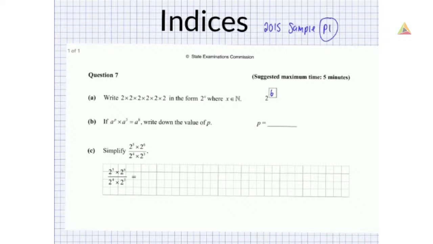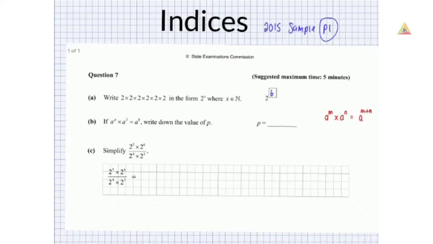If we look at part B, a to the power of p by a to the power of 3 is equal to a to the power of 8. Write down the value of p. So if a to the power of p by a to the power of 3 is equal to a to the power of 8, write down the value of p. So remember the rule. So let's write out the law again. So the law is a to the power of m multiplied by a to the power of n is equal to a to the power of m plus n.